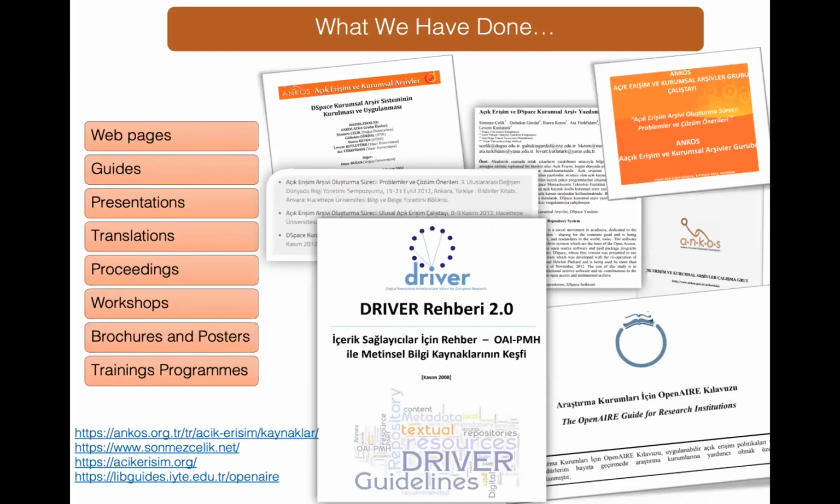What we have done during these years: we prepared a website about open science, institutional repositories, and open access. We prepared many guides, and we made lots of presentations, more than 200 all over the world, sometimes webinars, sometimes face-to-face. We translated many useful documents into Turkish to share with the community. We organize workshops and conferences every year at national level. Also, we prepared many brochures and posters, and we have lots of training programs for the community.